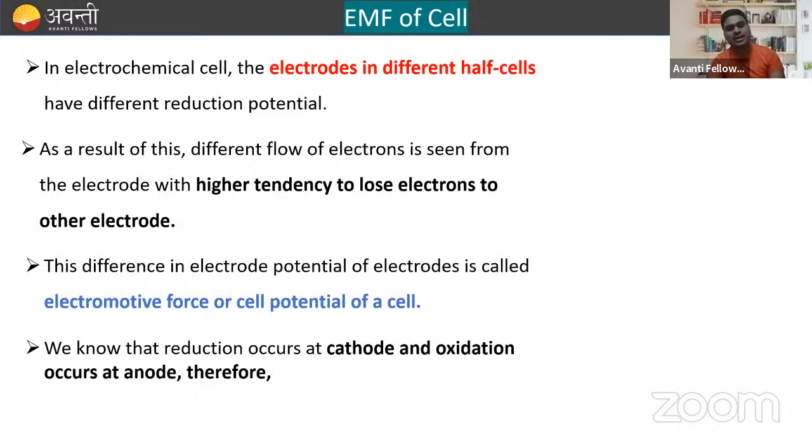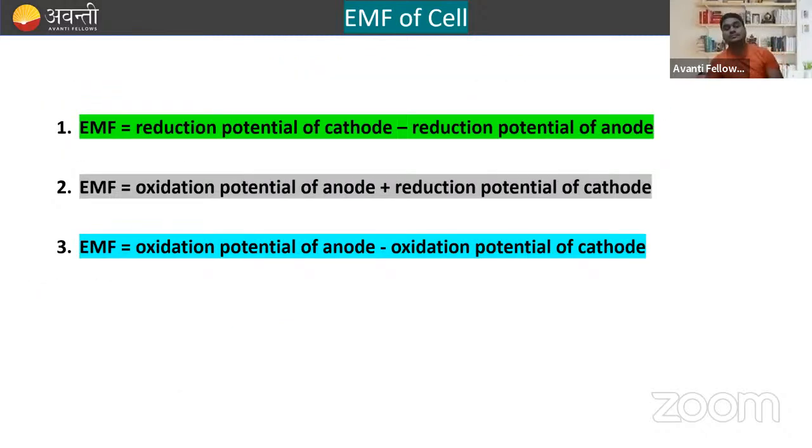We know that reduction occurs at the cathode and oxidation occurs at the anode. Therefore, how can we calculate EMF? EMF is nothing but the reduction potential of cathode minus reduction potential of anode. Similarly, EMF is equal to the oxidation potential of anode minus oxidation potential of cathode. So these are the ways. By any way, we can easily calculate the EMF of the cell.